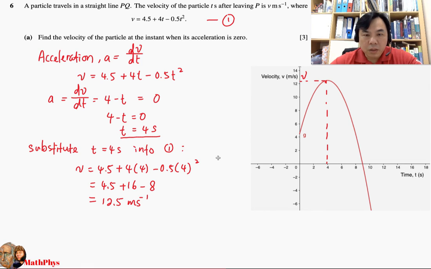Let me check one more round, in case I make mistakes with my numerical computations. 16 here. Yep, correct. So there you have it. That's the speed of the particle at the instant when the acceleration is equal to 0. I hope that is clear. I'm going to proceed on to the next question shortly.